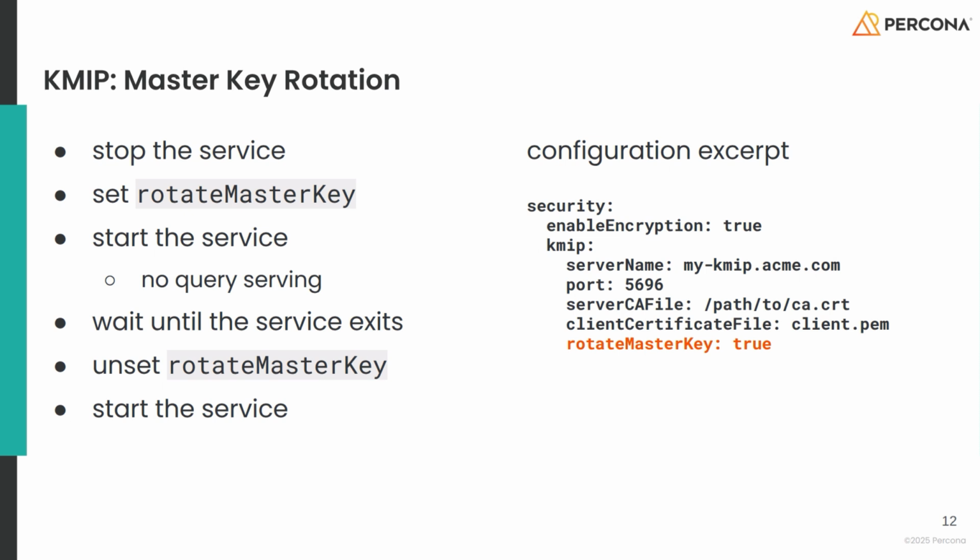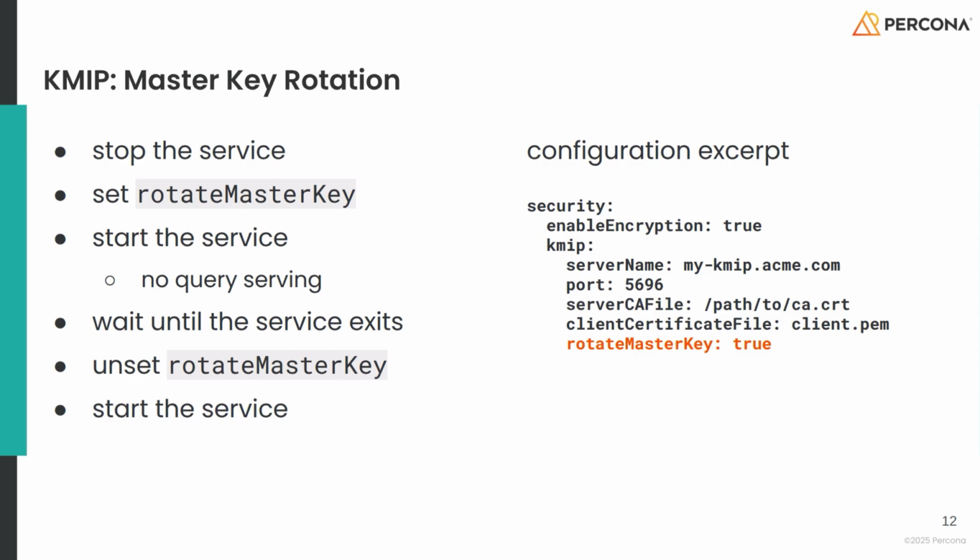We stop the service of Percona server for MongoDB, add one entry to the configuration file, and start the service again. In this mode, Percona server for MongoDB doesn't serve any client queries. Instead, it replaces the keys. And when it is done, it just exits with log messages and successful exit code. Now we need only to unset that configuration parameter and start the service as usual, and we are done.